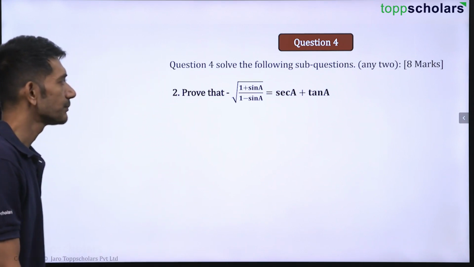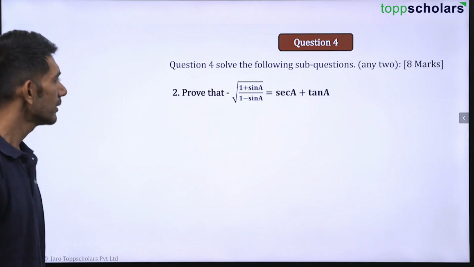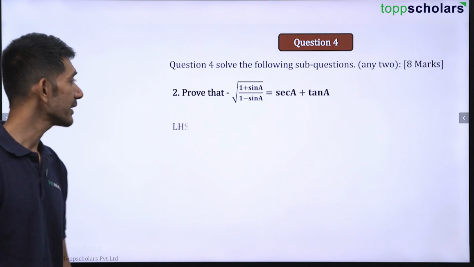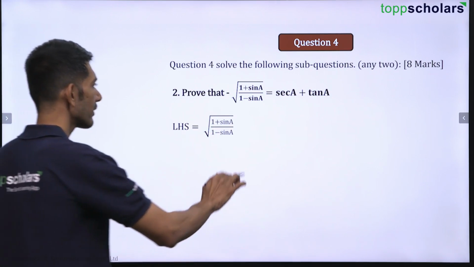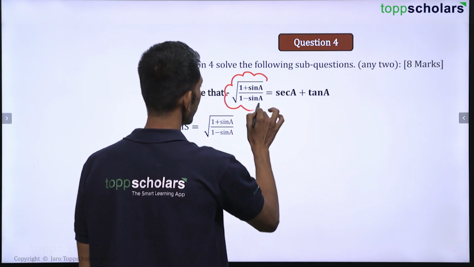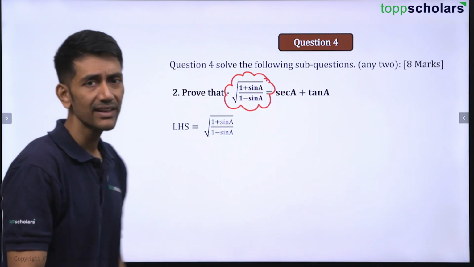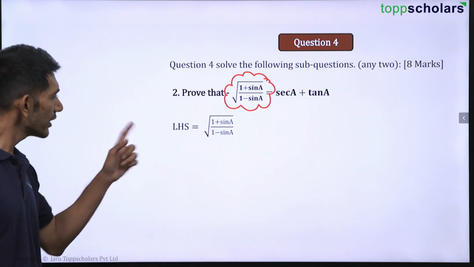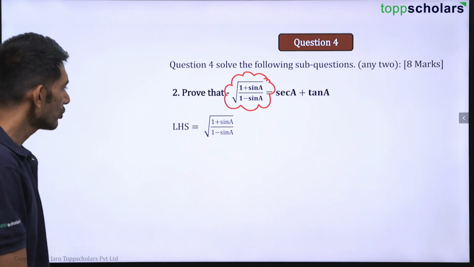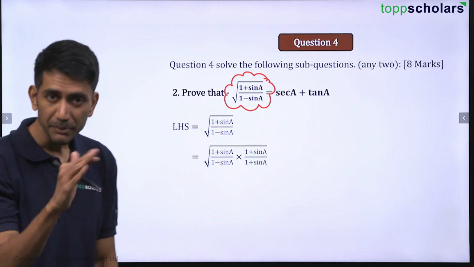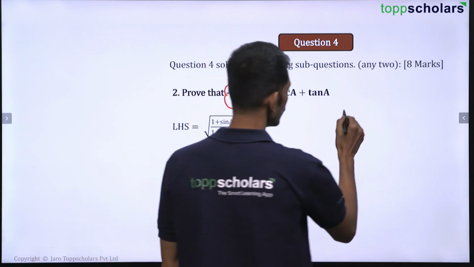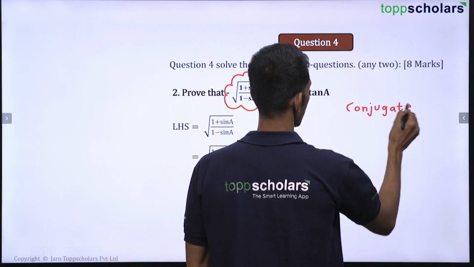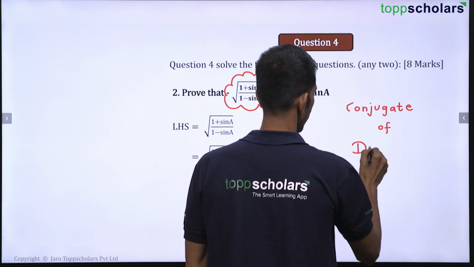It says prove that under root of 1 plus sin A by 1 minus sin A is equal to sec A plus tan A. Honestly, this question is very easy. So let us see how to prove this. Whenever we are going to prove something related to trigonometry, we always take the left hand side first. The left hand side is given here as under root of 1 plus sin A by 1 minus sin A. So whenever you have under root of A plus B by A minus B, always take the conjugate of denominator.